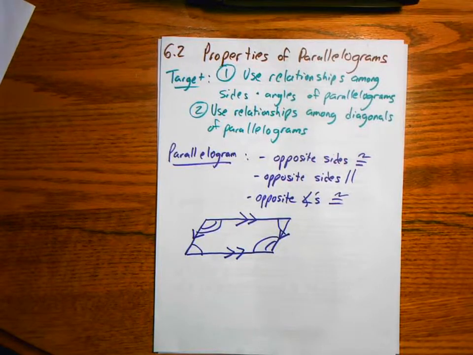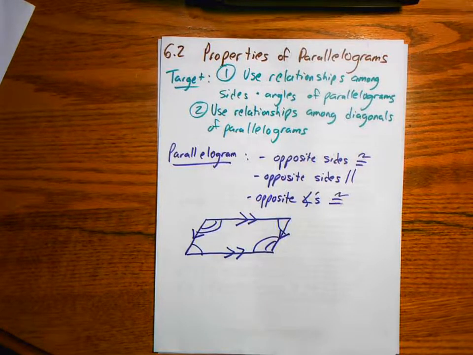Hello, this video is titled Section 6.6, which is Properties of Parallelograms. And there are two targets for this one. The first one is to use relationships among sides and angles of parallelograms. And the second one is to use relationships among diagonals of parallelograms. So let's go and get started.